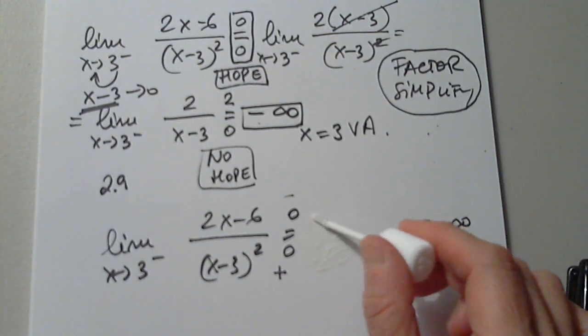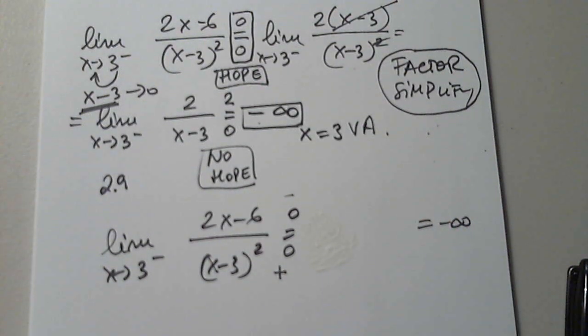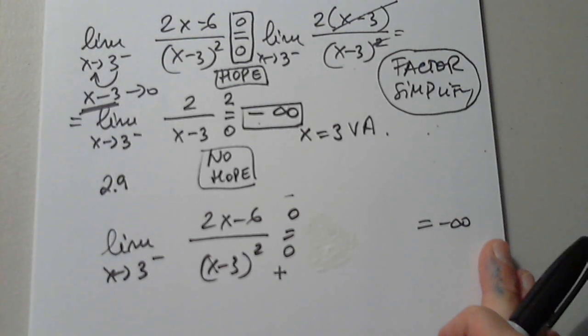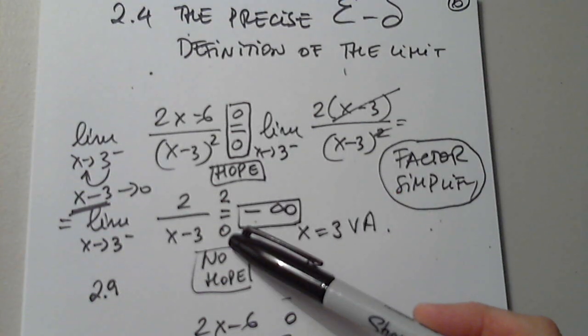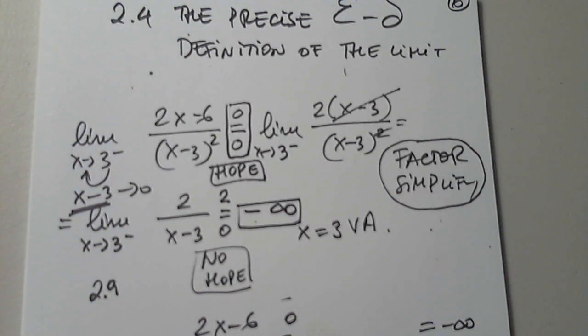But because wouldn't the factored form be equivalent to the non-factored form? No. 0 over 0 is not 2 over 0. It becomes 2 over 0 after simplification.